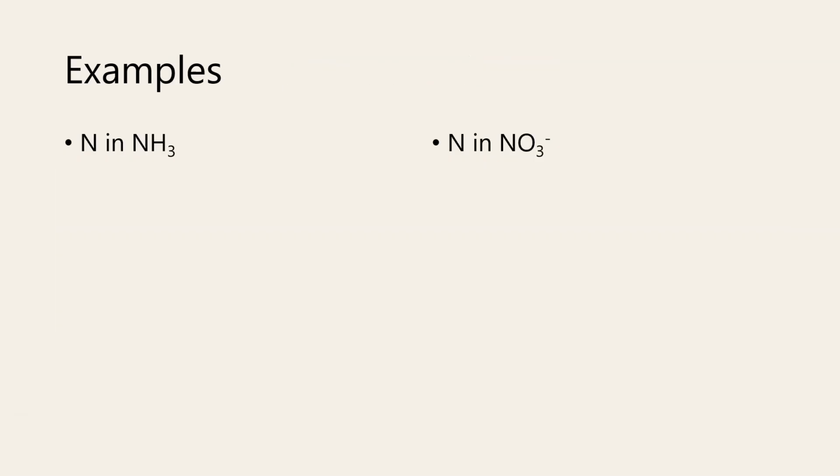Okay, let's consider some examples. We're going to work out the oxidation state of nitrogen in NH3, in ammonia, and then the oxidation state of nitrogen in the nitrate ion, NO3-. We'll start with nitrogen in ammonia, and let's consider those rules we talked about. So the first rule we need to consider is that ammonia is a neutral compound, and therefore the overall oxidation states of the nitrogen and the 3 hydrogens will add up to 0. The second thing we need to consider is what are the common oxidation states of the other things that are in ammonia.